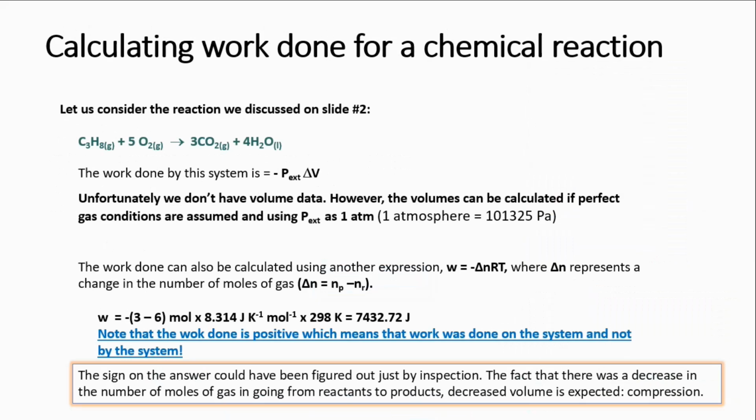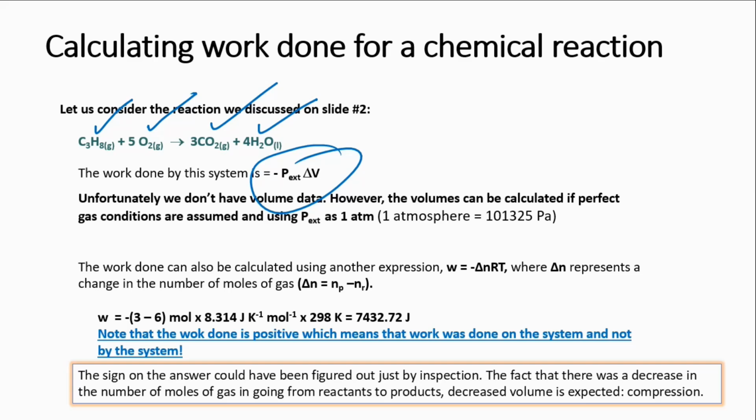Right, so let us consider the reaction we discussed earlier. Look at this reaction. We have propane gas reacting with oxygen gas to give carbon dioxide gas and water, which is liquid. The work done by this system is given by minus P delta V. Of course, you could calculate the volumes of all of these gases if you assume they behave like perfect gases, using the ideal gas equation.